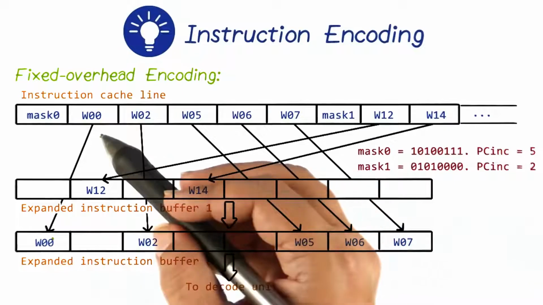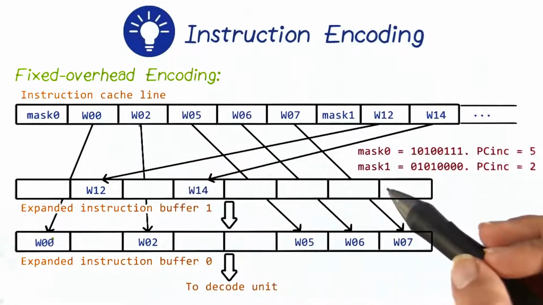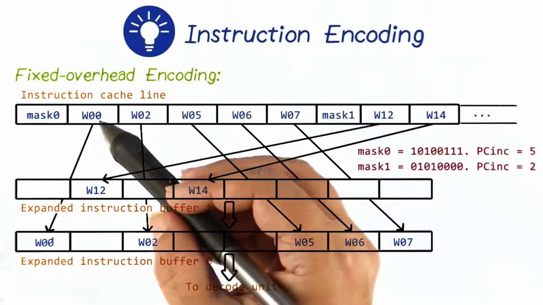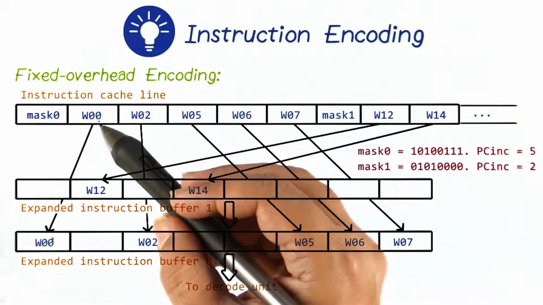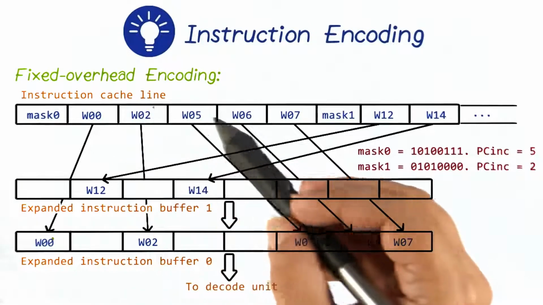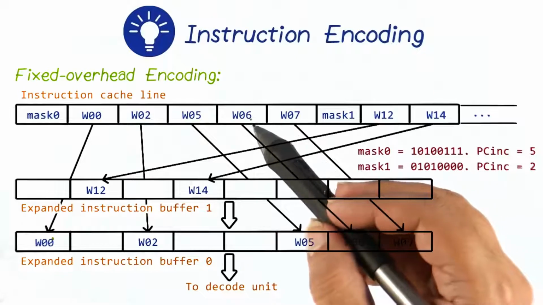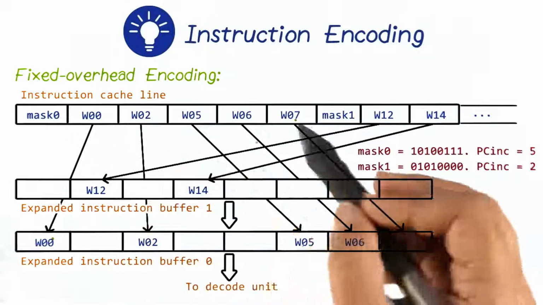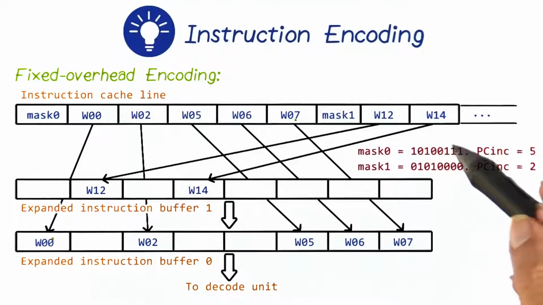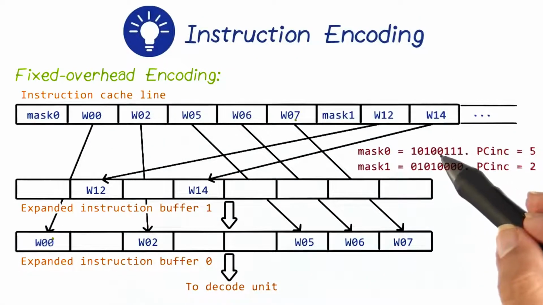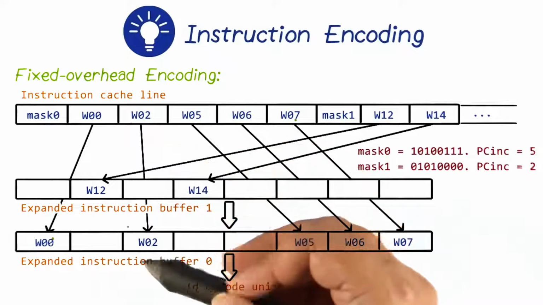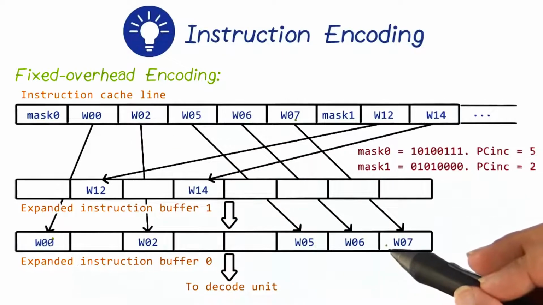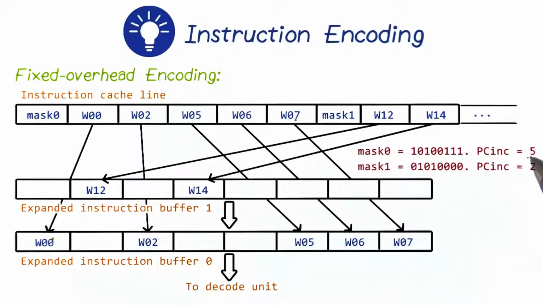You can see that a good amount of compaction occurred here. Why? Because we are keeping track of only the active instructions, which are W00, W02, W05, W06, W07. So there are only 5 such instructions which we have tracked. In addition, we have paid a slight overhead here for keeping this mask, which tells us the mapping of these as the instructions get expanded.